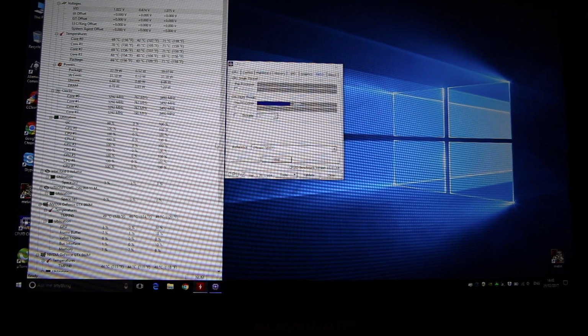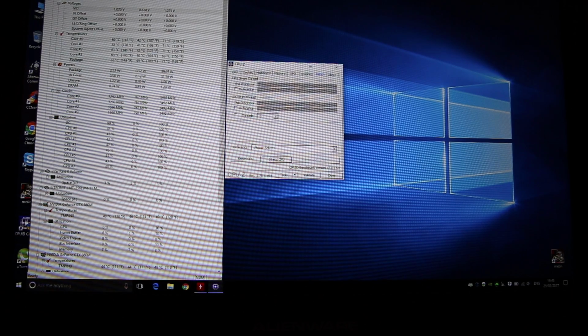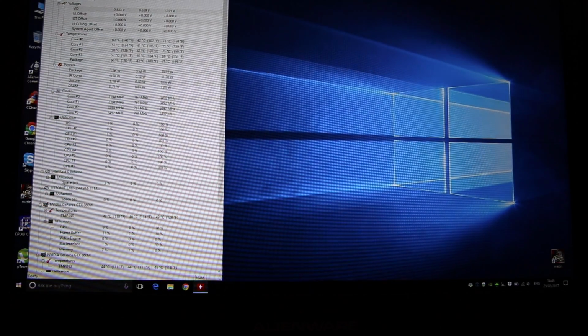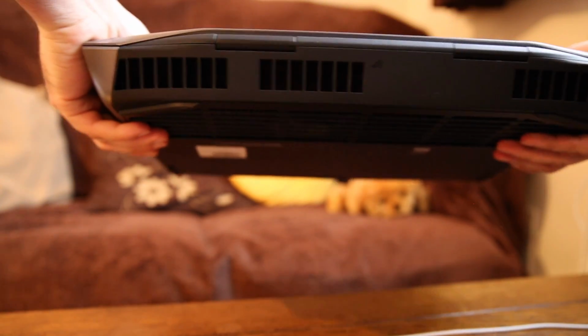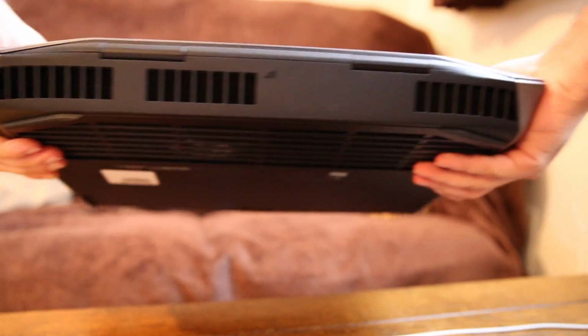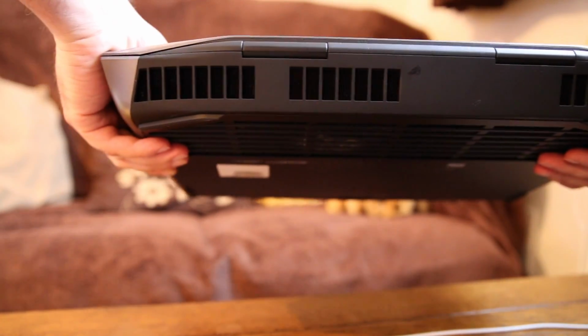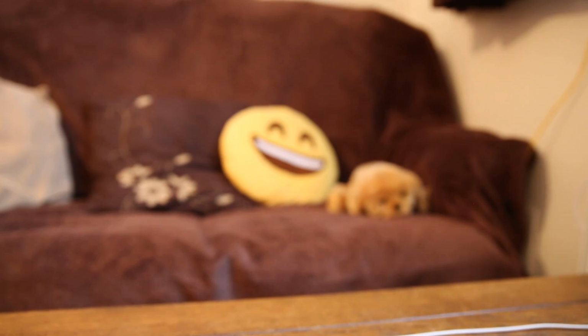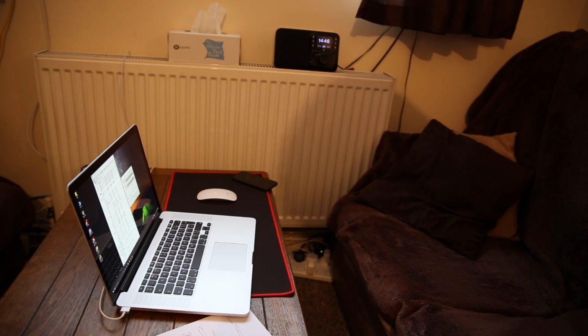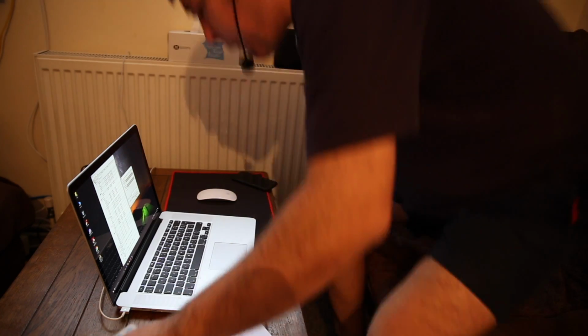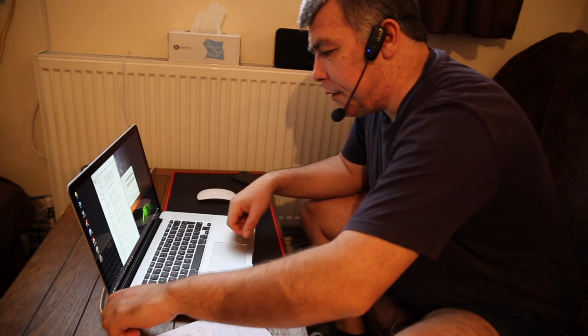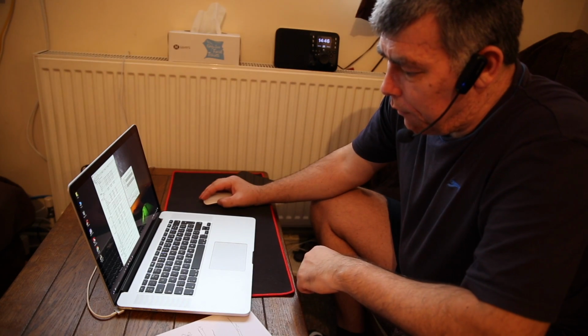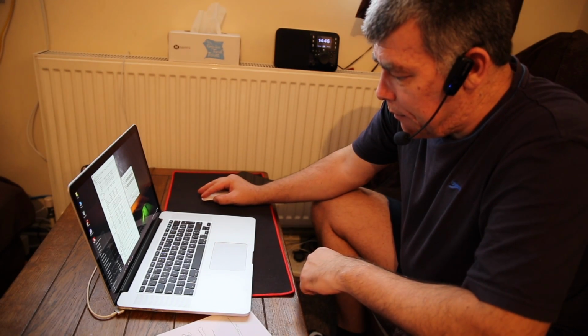Yeah. Let's have a look at the heatsink. That's the heatsink. You can see a big heatsink. Obviously, it's no problem here. So let's open the laptop and have a look. Let's check what's going on inside.